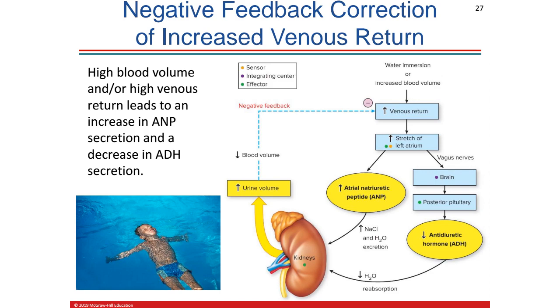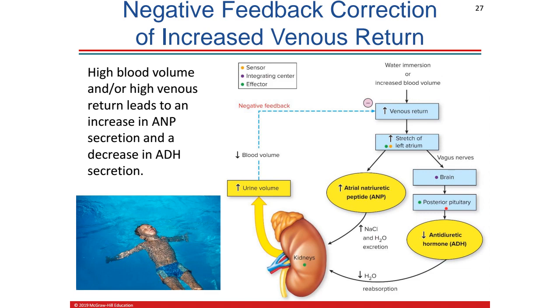Now let's look at what happens on this other pathway. So the stretch of the left atrium will also, via the vagus nerves, send impulses to the brain. And the brain will send a signal to the posterior pituitary. So technically, when it says brain here, we're talking about the hypothalamus, and we have neurosecretory cells that produce antidiuretic hormone in the cell bodies. It's transported down their axons, and it's released at axon terminals in the posterior pituitary onto capillaries within the posterior pituitary.